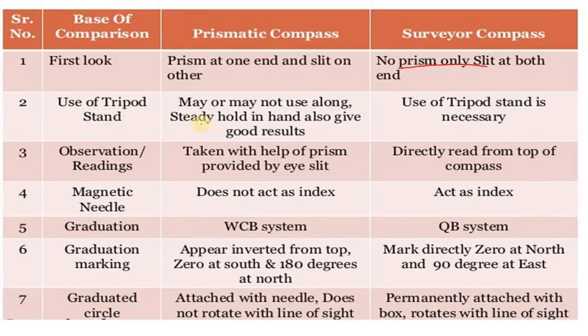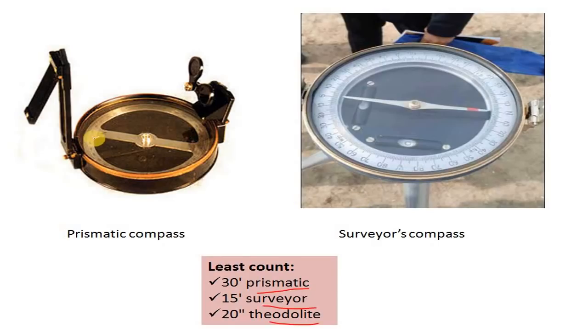Use of tripod or stand, as I discussed. In the prismatic compass, the reading is taken with the help of the prism provided at the eye slit. But in the surveyor compass, the reading is taken from the top of the compass. The magnetic needle in the prismatic compass does not act as an index. Here the magnetic needle is attached with the ring, but in the surveyor compass the magnetic needle is not attached with the ring. See here, this is the prismatic compass, this is the magnetic needle, this is attached with the ring. But in the surveyor compass the magnetic needle is not attached with the ring, it is attached with the box. If you bisect the object, you need to turn this box.